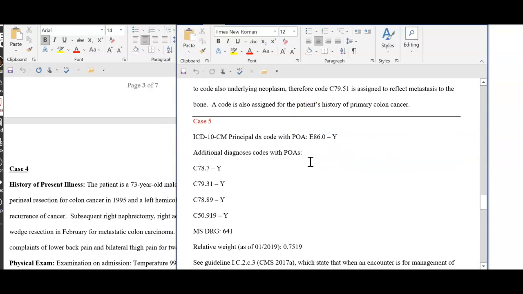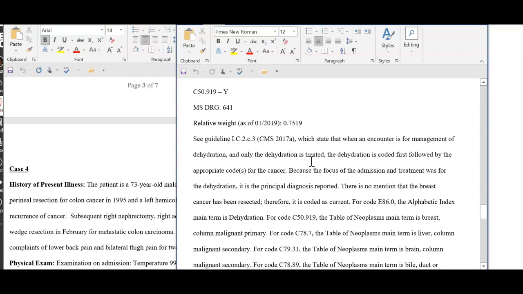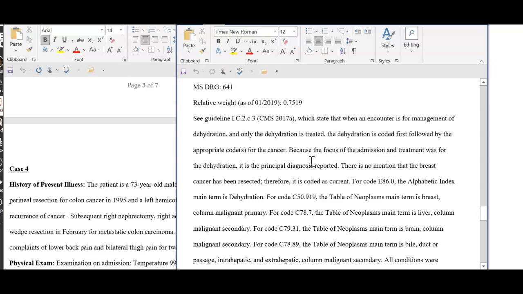All right, so if anybody has any questions over these case studies, please reach out. So hopefully this helped you along with the neoplasm chapter. I always dissect the neoplasm. It's not a hard chapter to code. Just take one section at a time when doing it. Once again, any other questions, let me know.